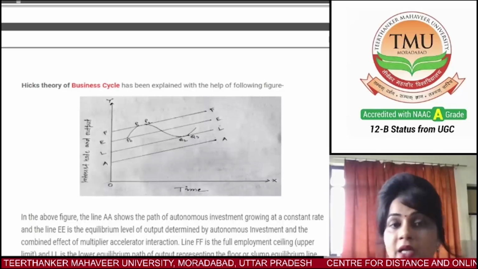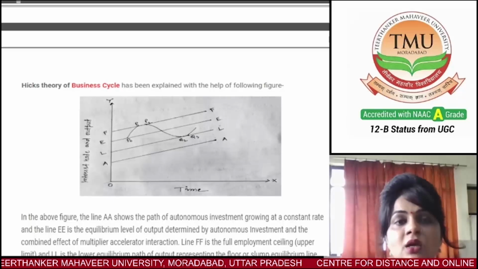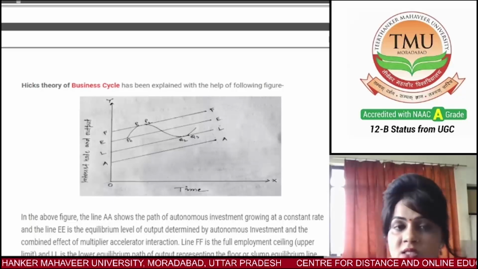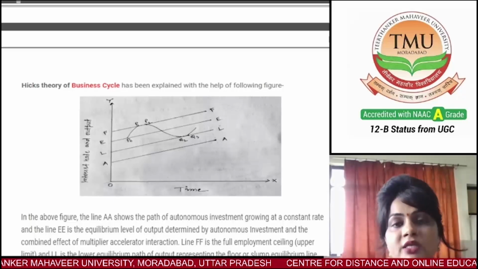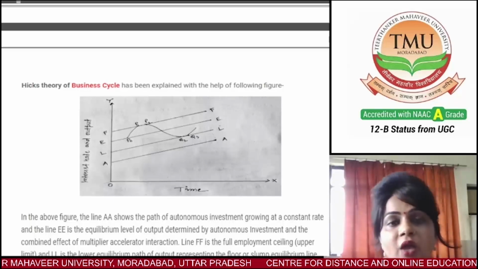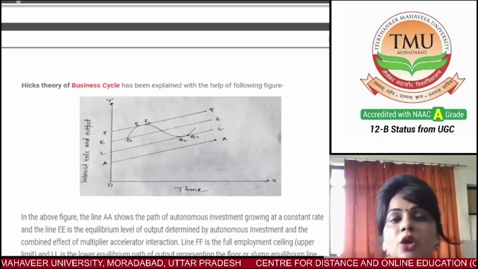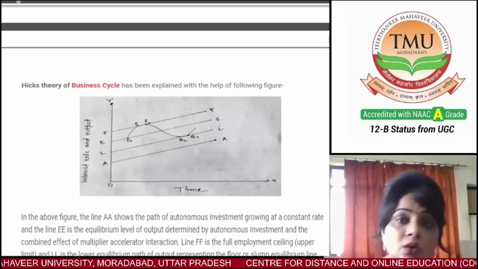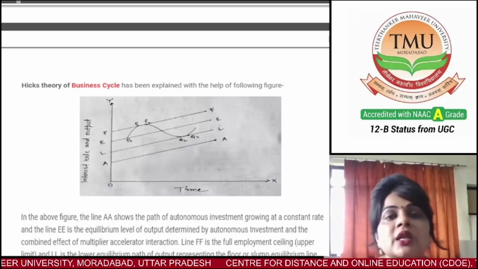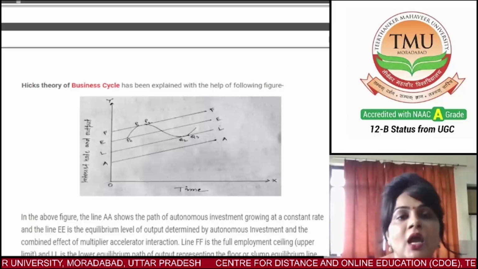and the accelerator fall off to a level consistent with a modest rate of growth, determined by the constant rate of growth of autonomous investment. But the economy cannot go beyond the full employment ceiling line for a long time.